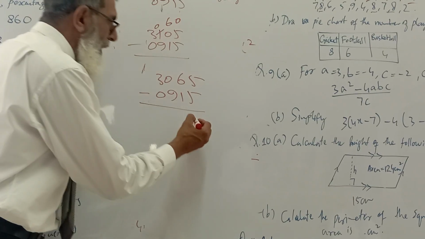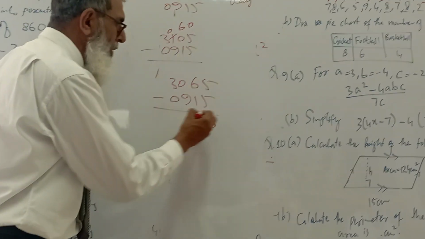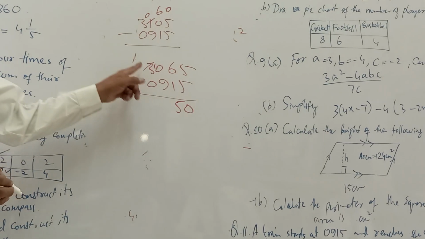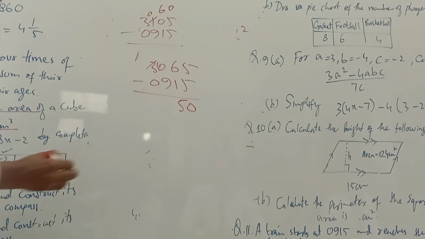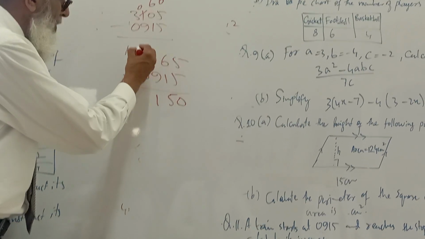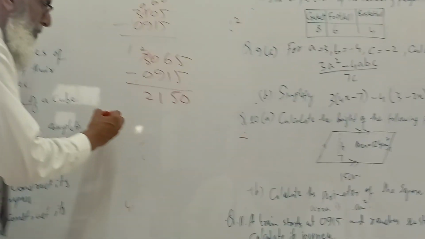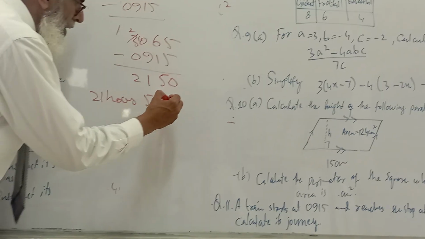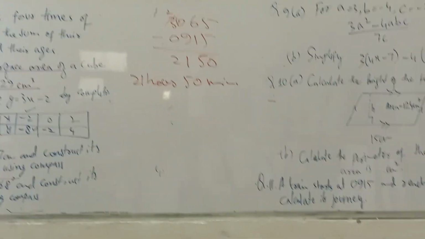Now we subtract: 5 minus 5 is 0, 6 minus 1 is 5, and now we can carry here. From hours to hours there is no harm, but from hours to minutes it changes the number. Now 10 minus 9 is 1 and 2 minus 0 is 2. So 21:50 means 21 hours and 50 minutes is the journey time. This is all about your quiz paper. Okay?